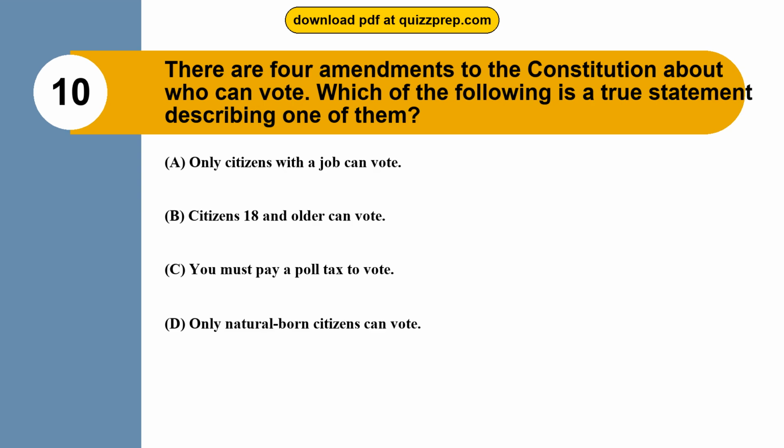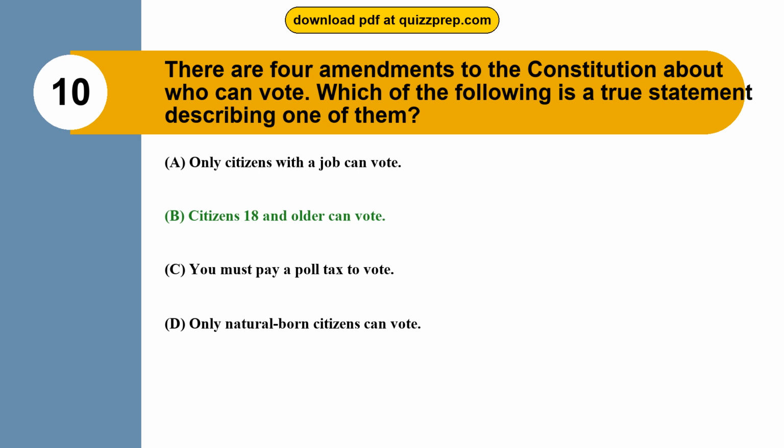Question 10. There are 4 amendments to the Constitution about who can vote. Which of the following is a true statement describing one of them? Option A. Only citizens with a job can vote. Option B. Citizens 18 and older can vote. Option C. You must pay a poll tax to vote. Option D. Only natural-born citizens can vote. The correct answer is option B.